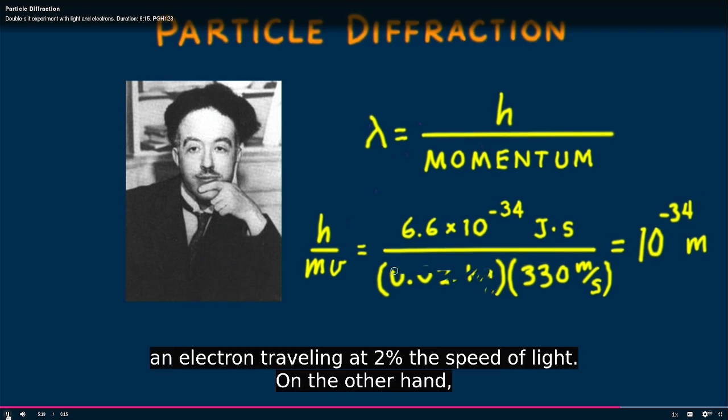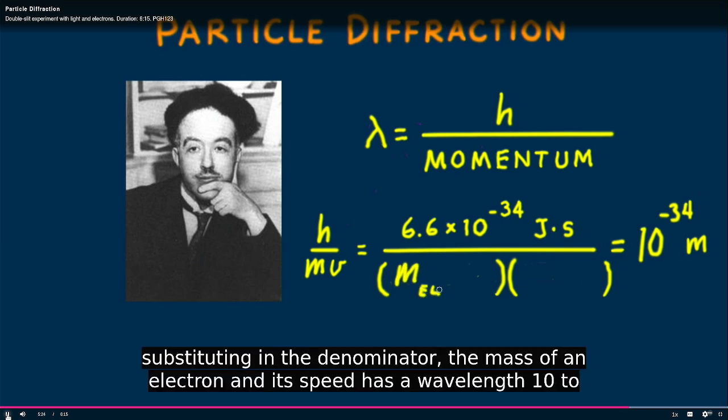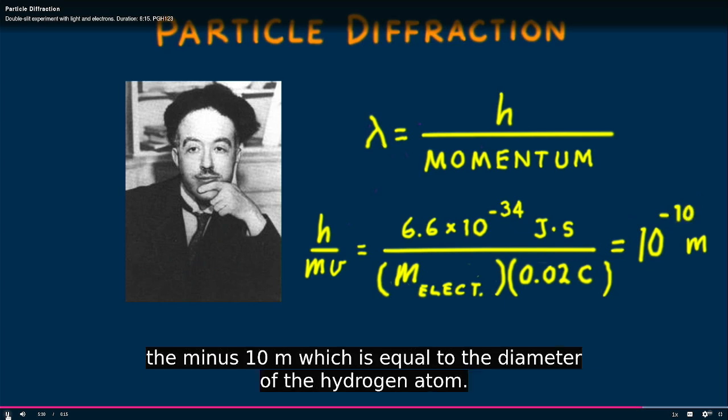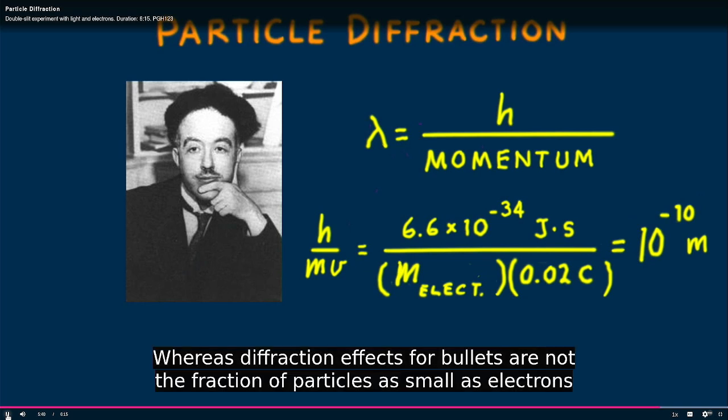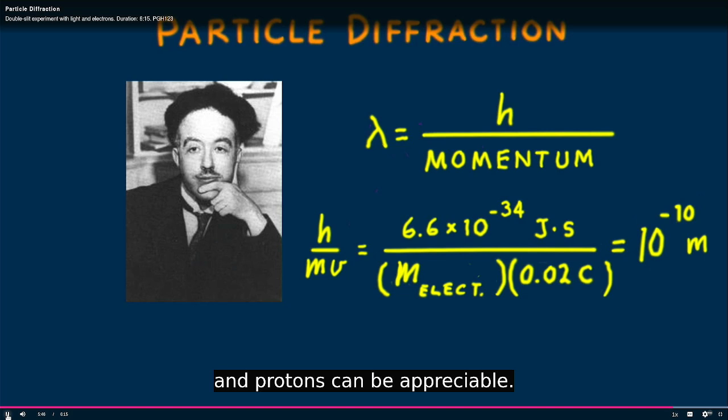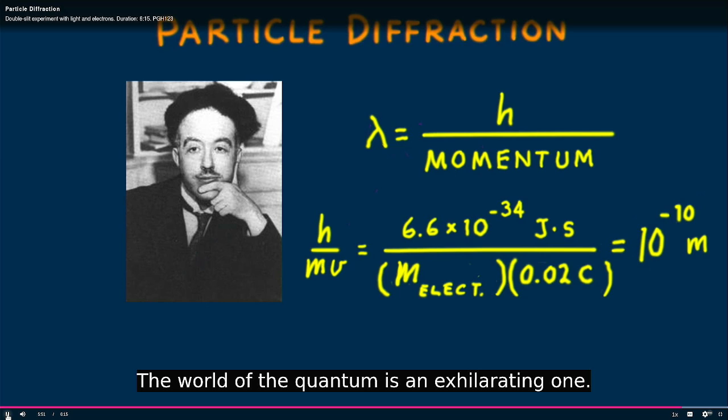An electron traveling at 2% the speed of light, on the other hand, substituting in the denominator the mass of an electron and its speed, has a wavelength of 10 to the minus 10 meters, which is equal to the diameter of the hydrogen atom. Diffraction effects for electrons are measurable, whereas diffraction effects for bullets are not. Diffraction of particles as small as electrons and protons can be appreciable. The world of the quantum is an exhilarating one.